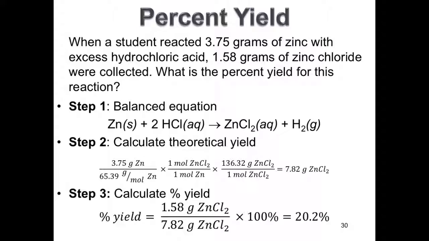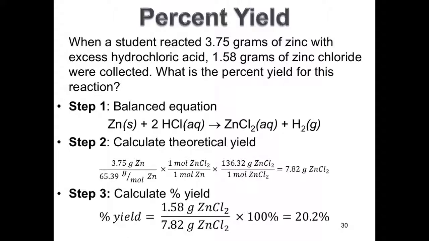And again, we follow the same process. Mass of zinc divided by its molar mass times the molar ratio, which is 1:1, times the molar mass of zinc chloride to obtain 7.82 grams of zinc chloride, which, if all the zinc is used, is what you should get.